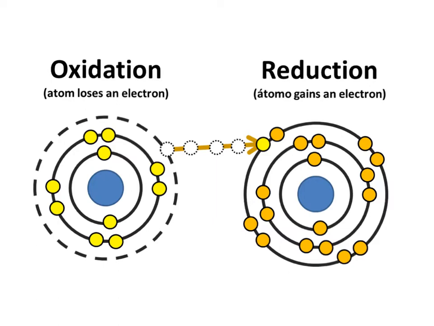Now, atoms that have only one or two valence electrons are going to pretty easily undergo oxidation, because if they can give up that valence electron, that will give them now a complete valence of 8. And an atom that only needs one or two electrons to complete its octet then will very easily accept that electron and undergo reduction.